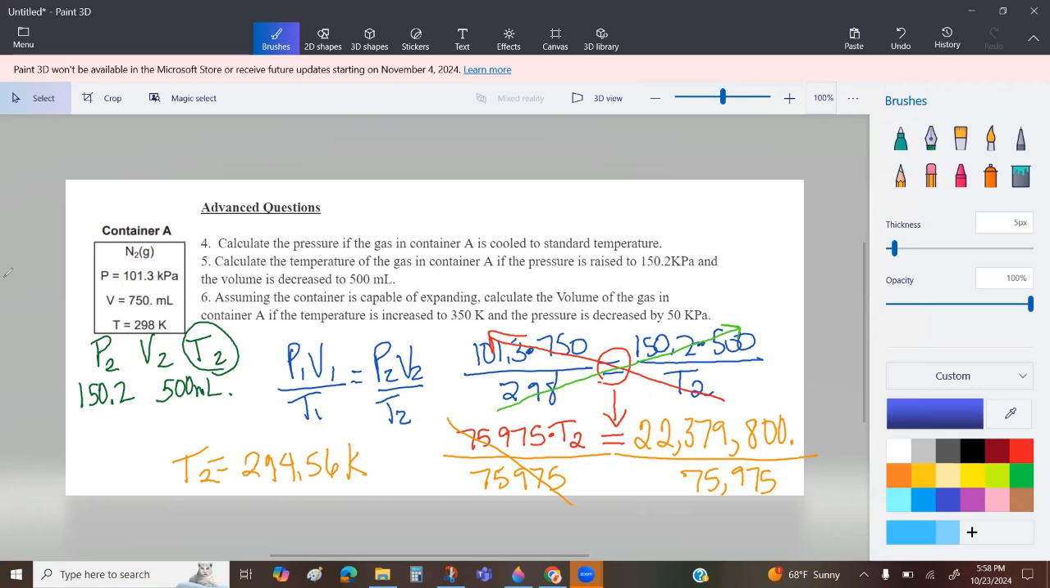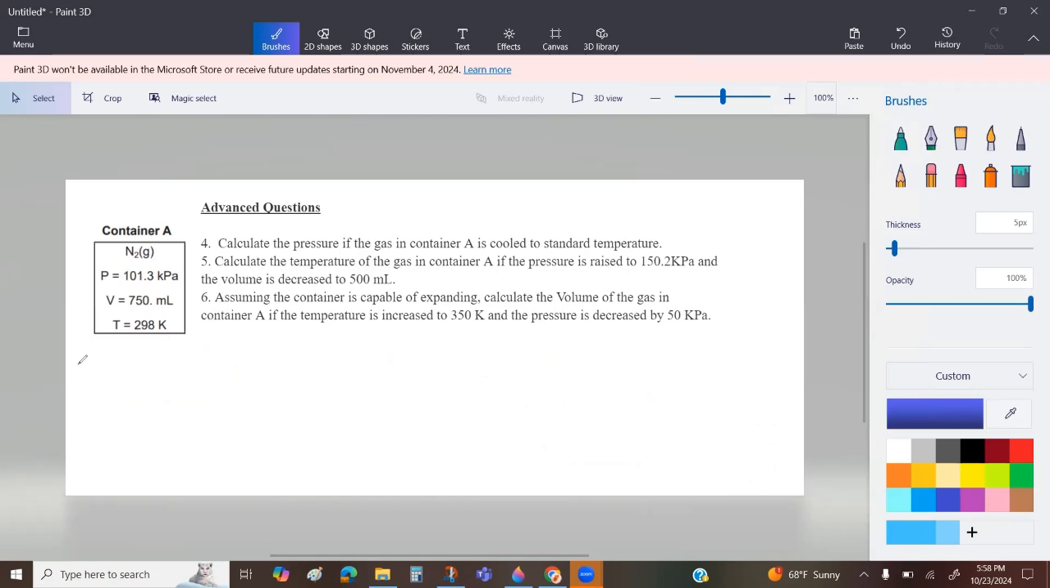All right, last one. Assuming a container is capable of expanding, calculate the volume of the gas in the container if the temperature is increased by 350 and the pressure is decreased by 50 kPa. So again, this is a full 3-step problem. The only shortcut I'm going to take right now is I'm going to label this as temperature 2, and I'm going to label this as pressure 2, and I'm going to look at my question to find out what I'm solving for. I am solving for V2.